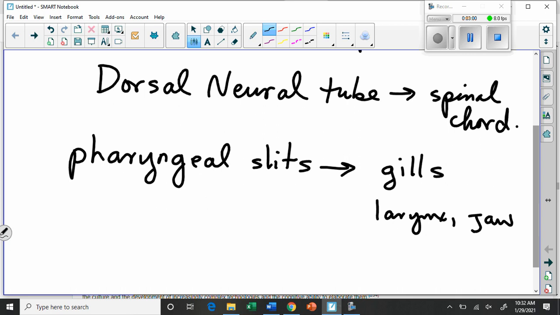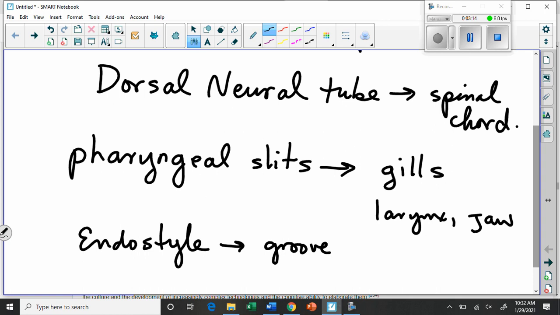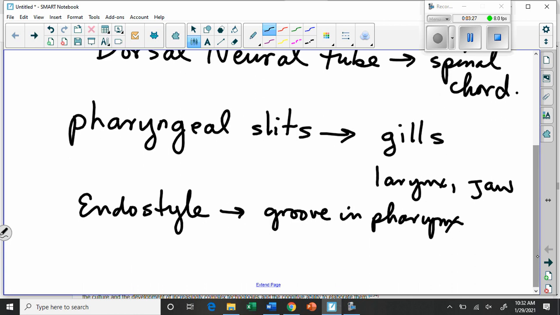We also have this weird thing called the endostyle, and it's basically a sort of groove-like structure in the pharynx. It's a groove in the pharynx, and again, it develops embryonically. We see this in the study of embryos. The groove in the pharynx in the embryo, but what we think it develops into is the thyroid gland. We're not exactly sure, but we're pretty close. There's lots of evidence to suggest that this becomes the thyroid gland.